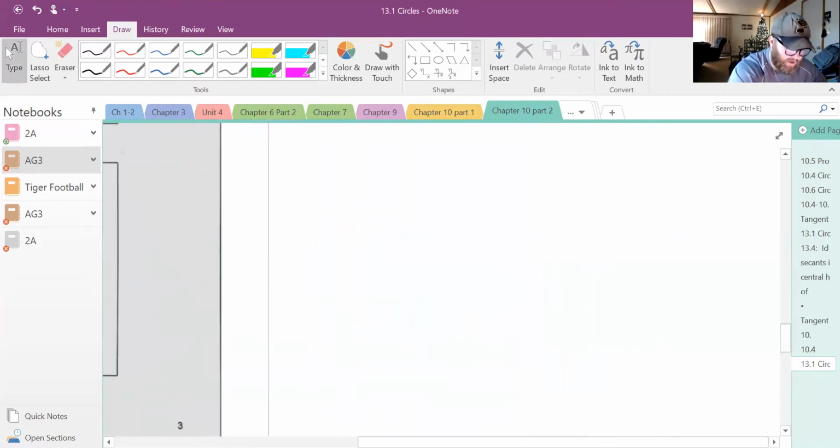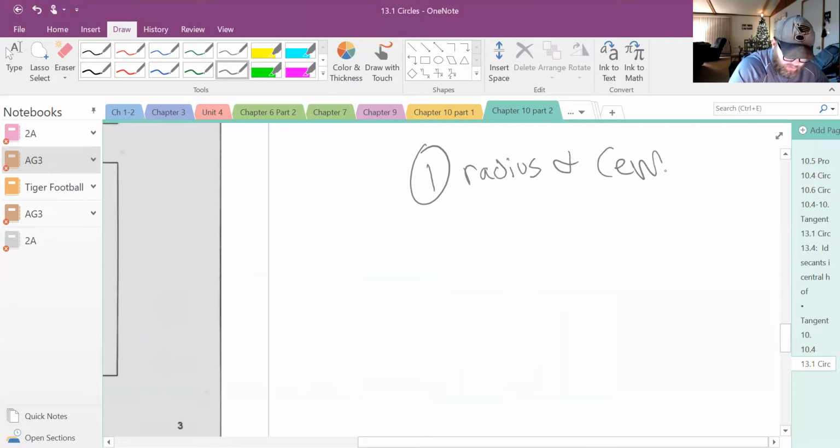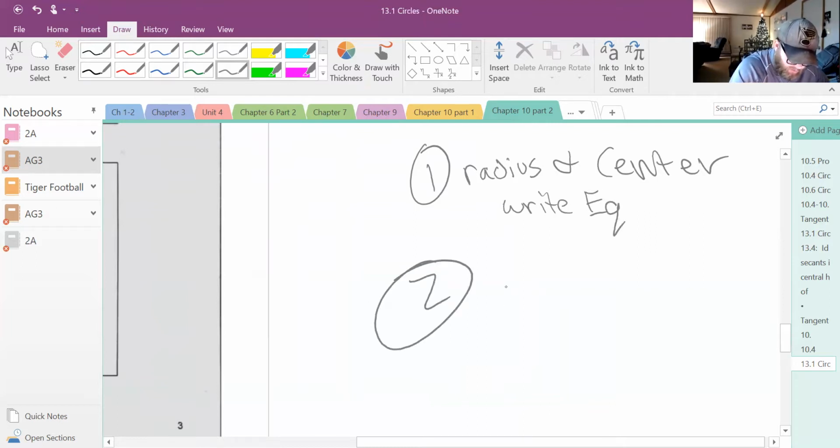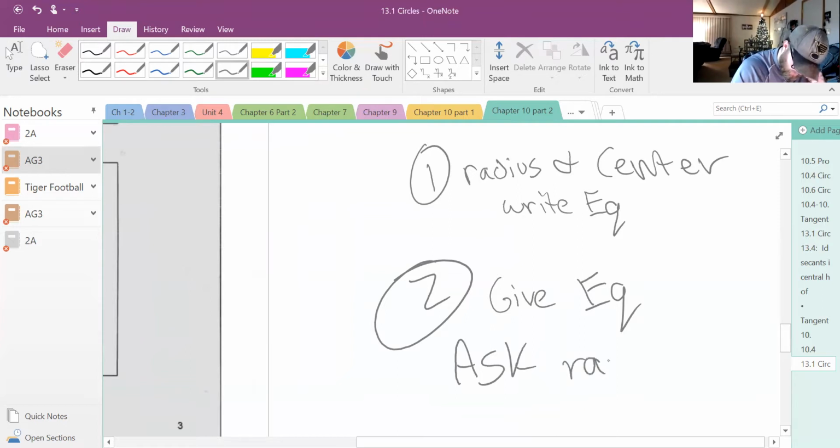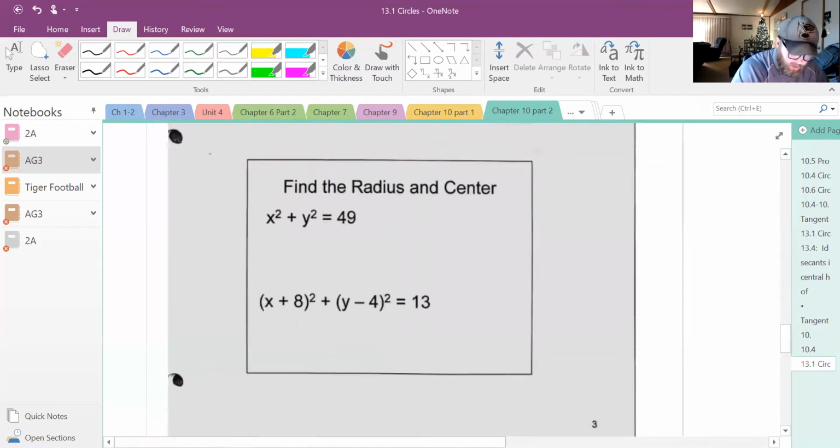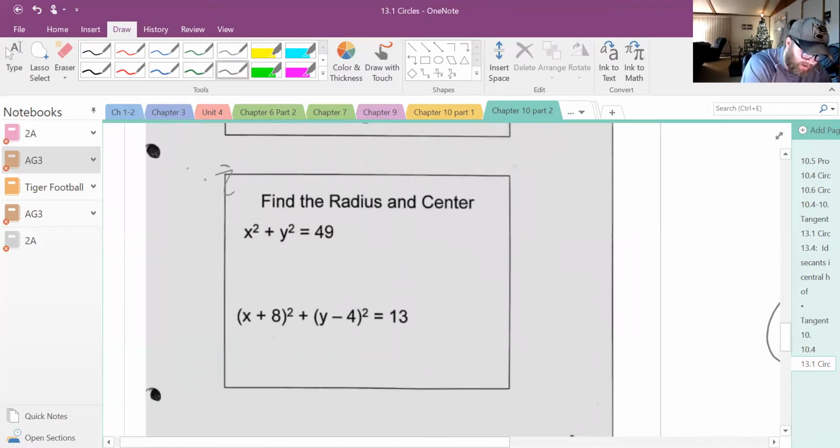Okay, so first things first. The first type of problem is I give you radius and center, and I ask you to write the equation. Second type of problem is going to be I give you the equation, and I'm asking for the radius and center. These two are the second type of problems. I give you the equation, and I'm asking for the h, k, which is my center, and the radius, r.